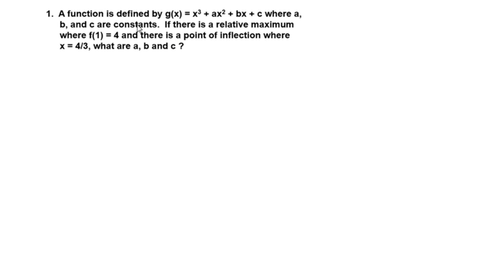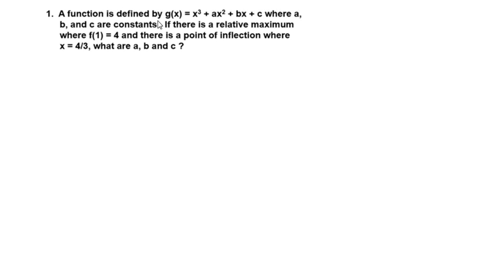But what you have is a function defined by g of x equals x cubed plus ax squared plus bx plus c, where a, b, and c are constants. If there is a relative maximum where f of 1 equals 4 and there is a point of inflection where x equals 4 over 3, what are a, b, and c?